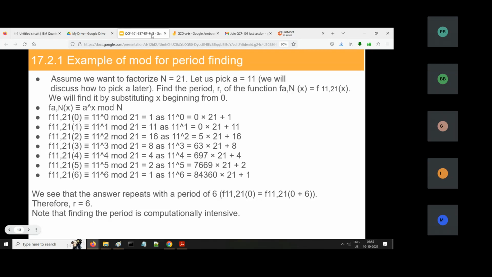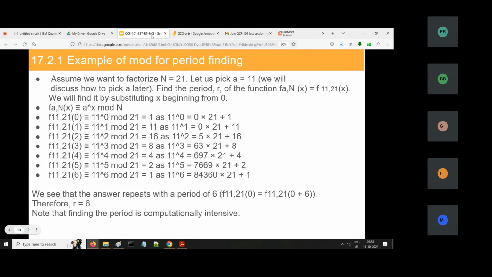Next we'll do 11 to the power 7. It will come up with another 11. So basically 1, 11, 16, 8, 4, 2, 1. 1, 11, 16, 8, 4, 2. So this is 6. So that means what? What we see, the repeat factor is 6.